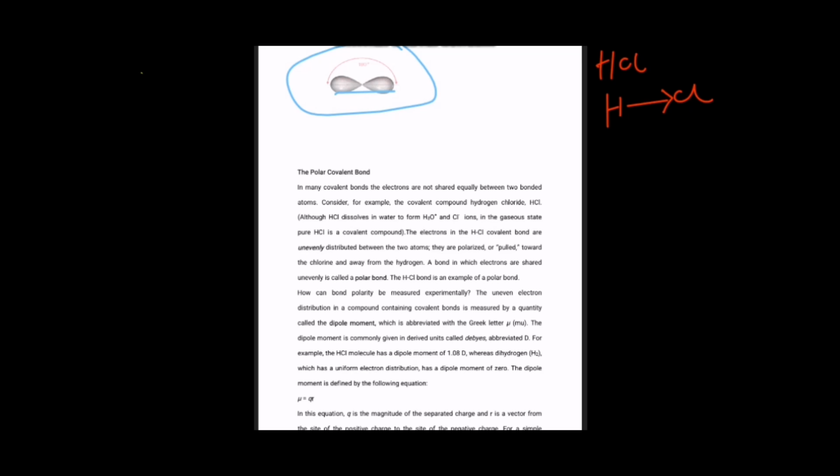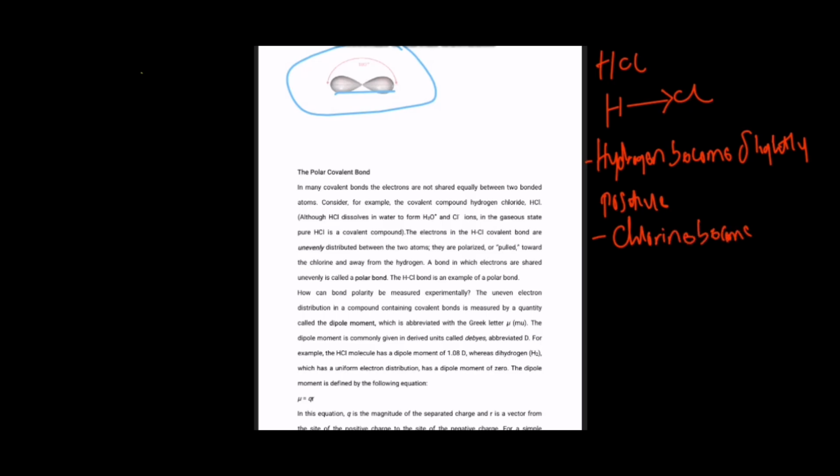Because the electron moves towards the chlorine altogether, the hydrogen becomes slightly positive. Yes, it becomes slightly positive. And the chlorine, since the electron or the bond moves towards the chlorine side, becomes slightly negative.